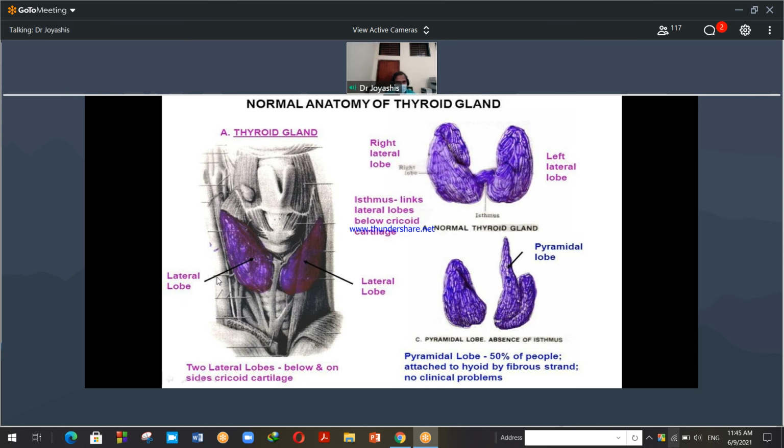It is a lateral lobe. Lateral lobes lie below and to the side of the cricoid cartilage. Cricoid cartilage নিচে এবং দুই পাশে দুটো লোব থাকে, lateral lobes of the thyroid gland. The right lateral lobe and left lateral lobe are connected by a muscular stalk, এটাকে বলি isthmus. It is normal thyroid gland. Isthmus links lateral lobes below the cricoid.